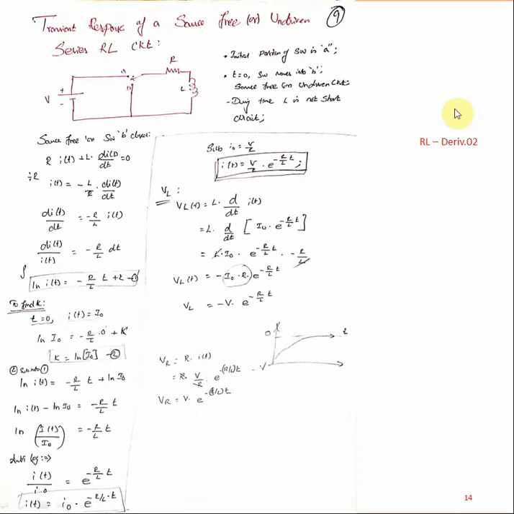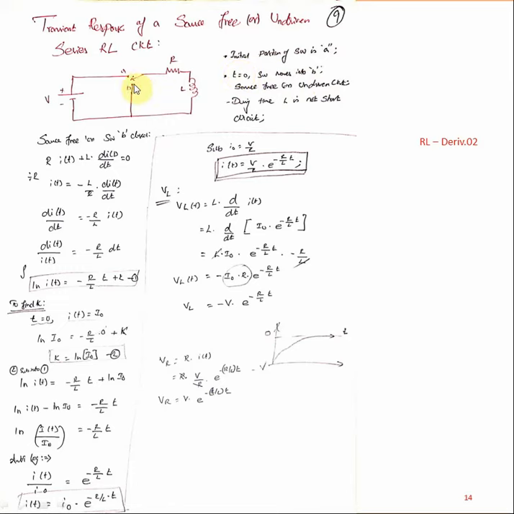What is derivation two? The same RL circuit, but source free. Source free means no source, or undriven. The switch is moved from A to B. Initially the position of the switch is A. At time t equals 0, the switch moves from A to B.